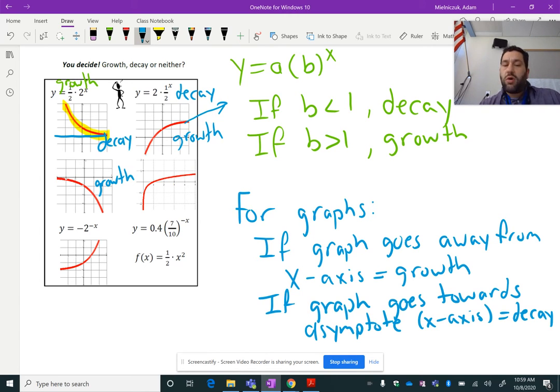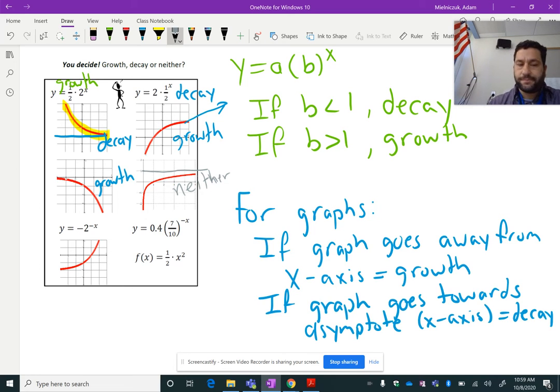Now, the next one is debatable. Some of you could debate, and you could say that there is an asymptote at the point y equals 1. Okay, and if you were to say that, then I could understand why you'd say decay. But because we can't make that assumption here, I'm going to say it's neither. We don't know if it's going to get to that y equals 1 point. We don't know if that's really an asymptote, so we can't make the assumption.